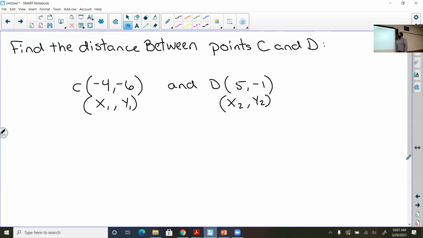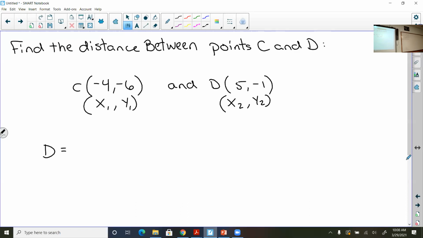Now, if I want to find the distance, I'm just going to plug those numbers into my distance formula. If you wanted to kind of visualize what this means, if we had an origin and point C is at negative 4, negative 6, that means it's down in the third quadrant. 5, negative 1 is in our fourth quadrant. So wherever our point of origin is, one is down and to the right, the other is to the left and a little bit down, and we want to know what is the distance between those 2 points.